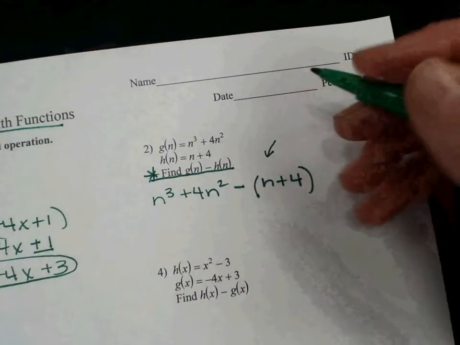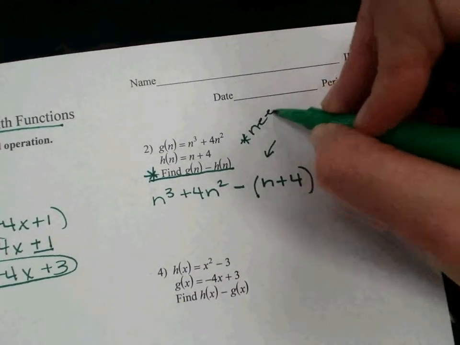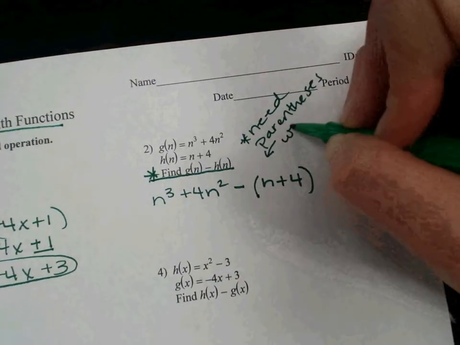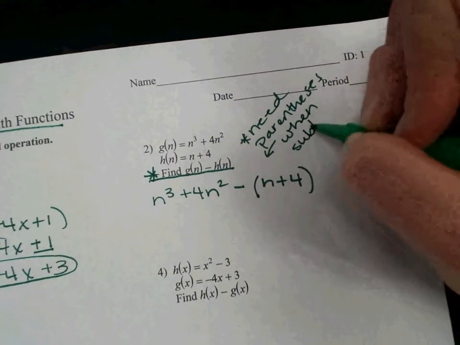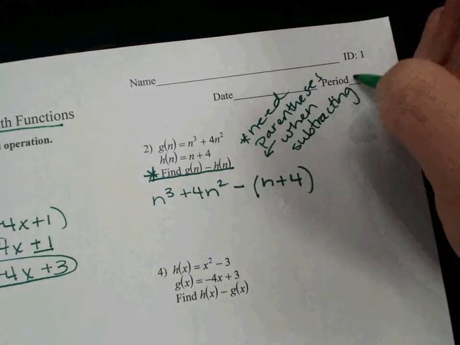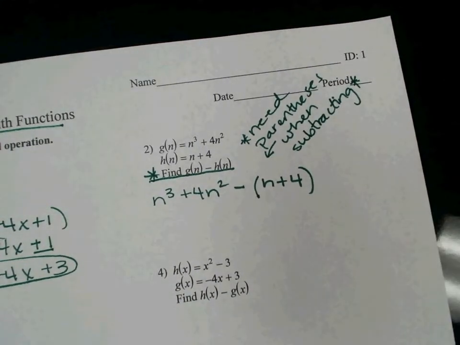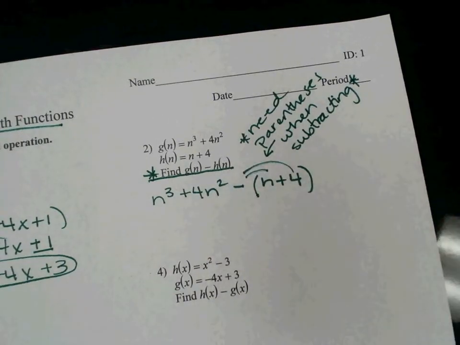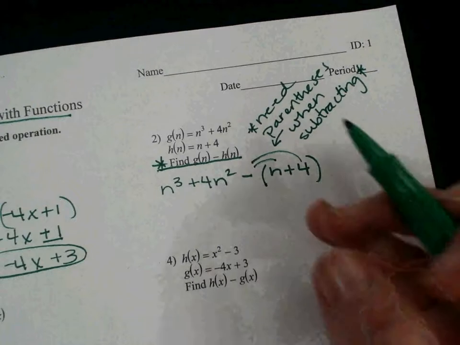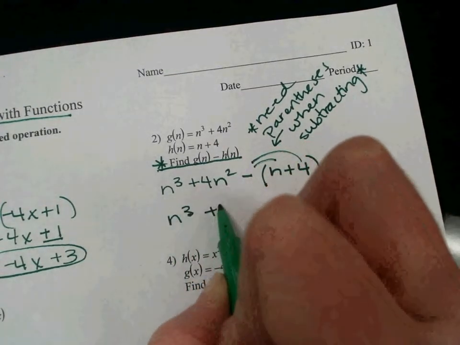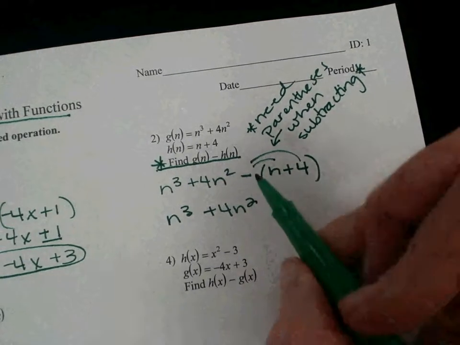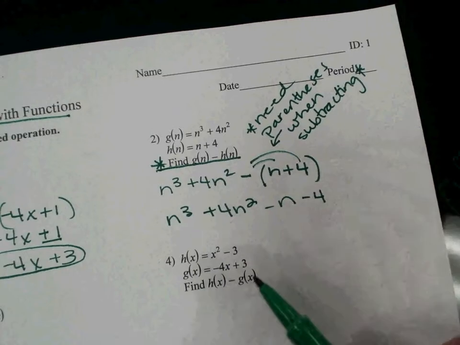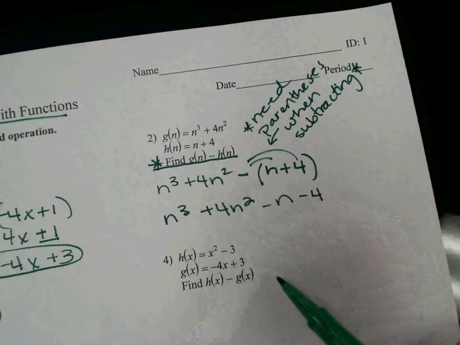So parentheses, we need parentheses whenever we're subtracting. Okay, because that minus sign is going to get distributed to both the n and the 4. So write that as n cubed plus 4n squared minus n minus 4. And actually, there are no like terms, so that is my final answer.